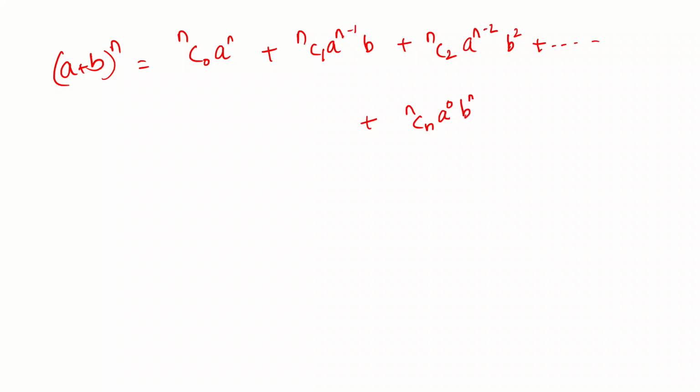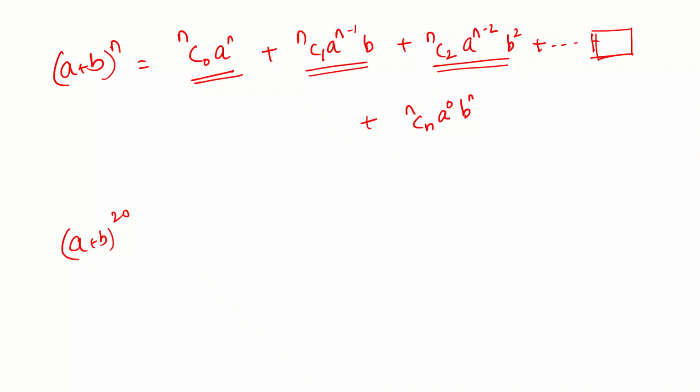Okay, but what if I want to find any general term? This is the first term, this is the second term, this is the third term. What if I ask you to give me some middle term directly from this expression? If I ask you, what will be the 13th term of (a + b) to the power of 20, can you give me that? We will learn how to do all those things, but first of all, we need to make some observations.